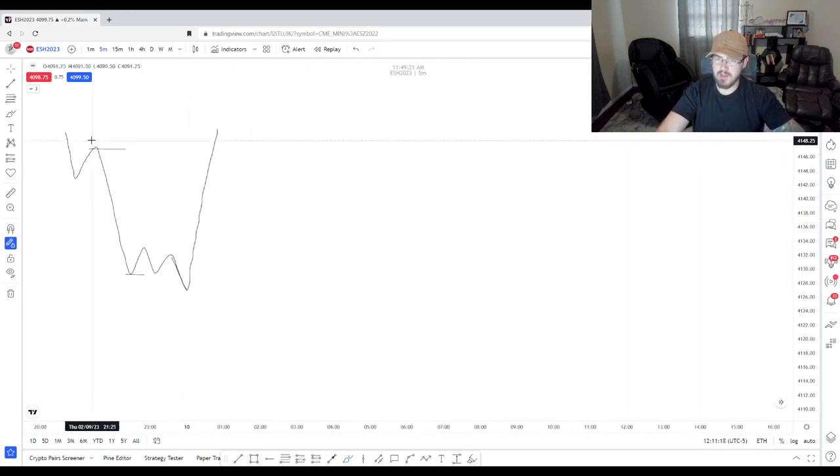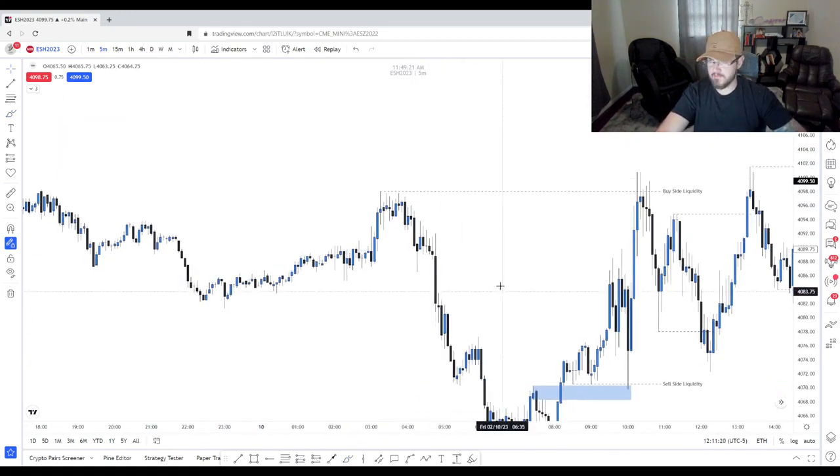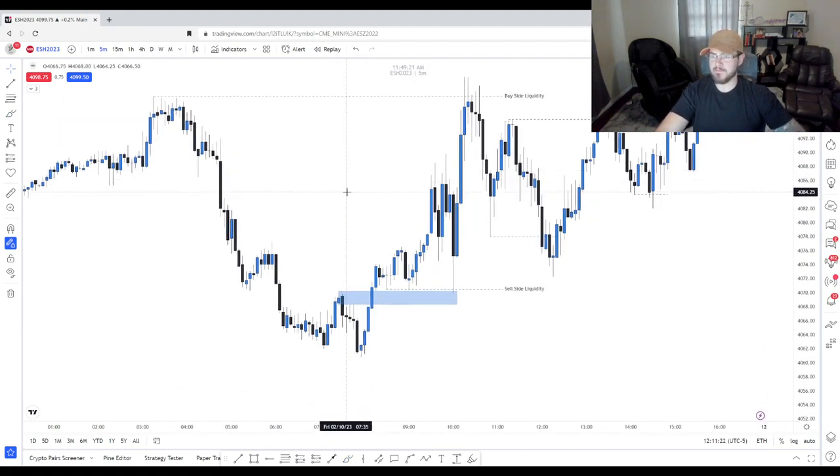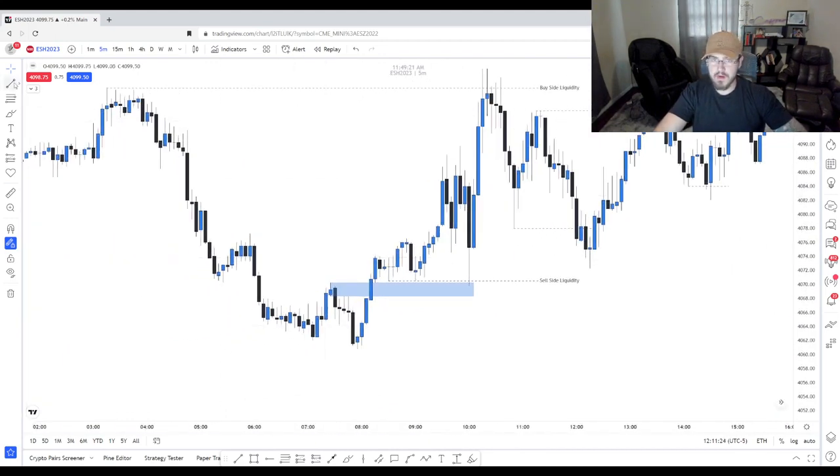So let's just use an example on this price action. Let's say here we took sell side. So where's price going to move straight towards? Is this going to be the buy side we're moving towards? Not necessarily. It's going to be right here, right?